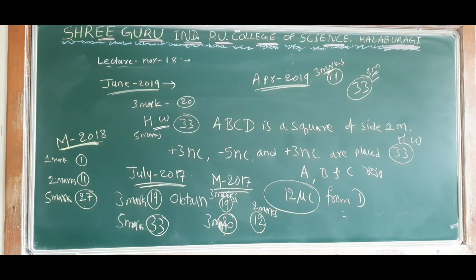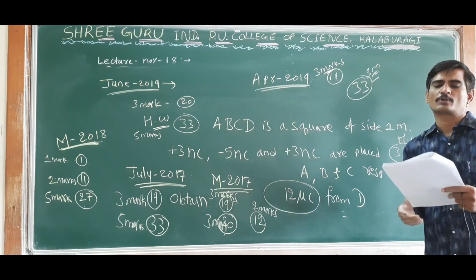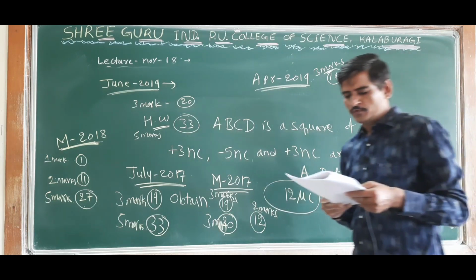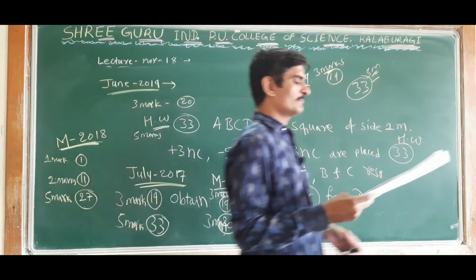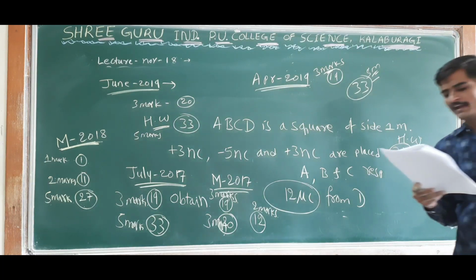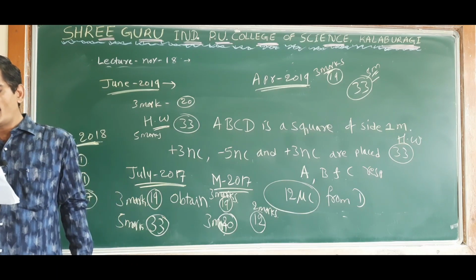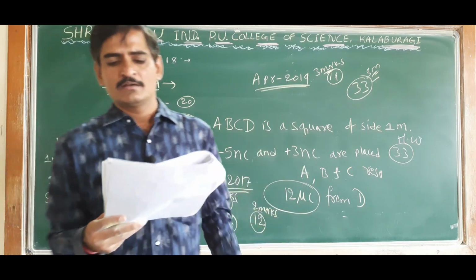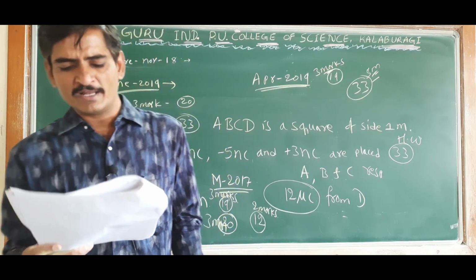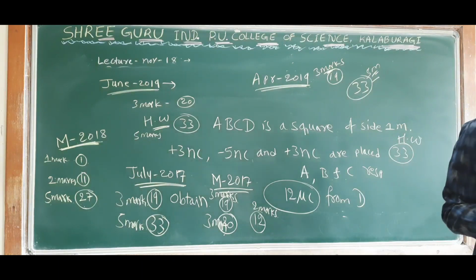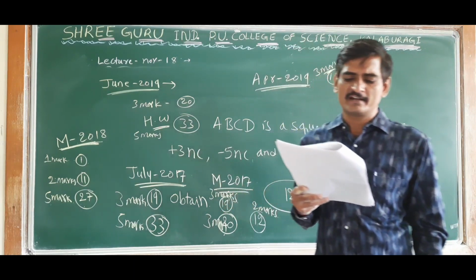Charges 2 microcoulomb, 4 microcoulomb and 6 microcoulomb are placed at the 3 corners A, B and C respectively of a square ABCD of side x meter.